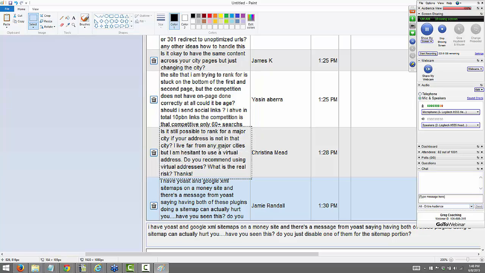Is it still possible to rank for a major city if your address is not in that city? I live far from any major cities, but I'm hesitant to use a virtual address. Do you recommend using virtual addresses? What is the real risk? Thanks. I mean, as far as ranking in the maps, that's going to be hard. Ranking organically, no, it's no different, Christina.